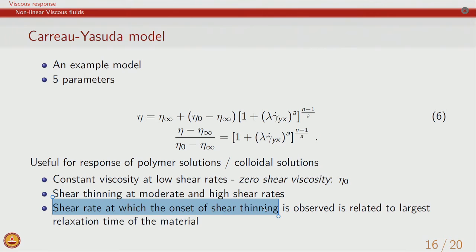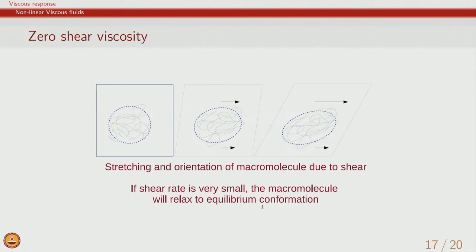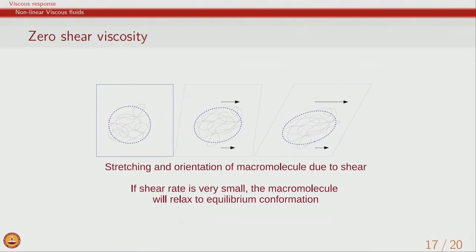Now, let us try to look at some of these in a qualitative way by first looking at the meaning of this zero shear viscosity. We have already seen that when you have a molecule which is fluctuating and undergoes segmental motion, and when we apply shear, some section of it starts moving faster compared to some other section, and therefore, you have overall stretching and orientation of this polymer molecule, and the higher the shear rate the more will be the stretching and orientation.